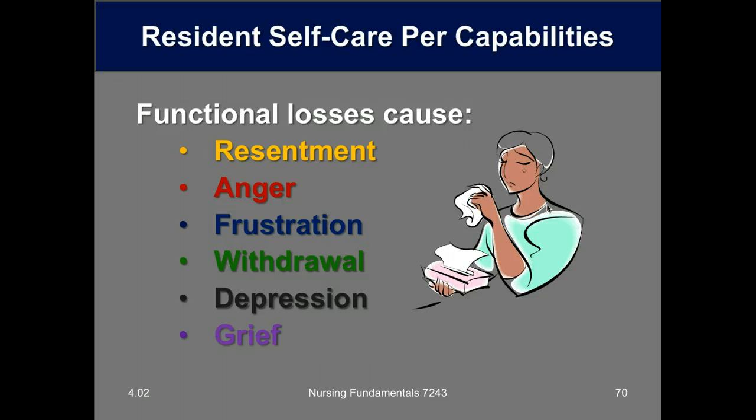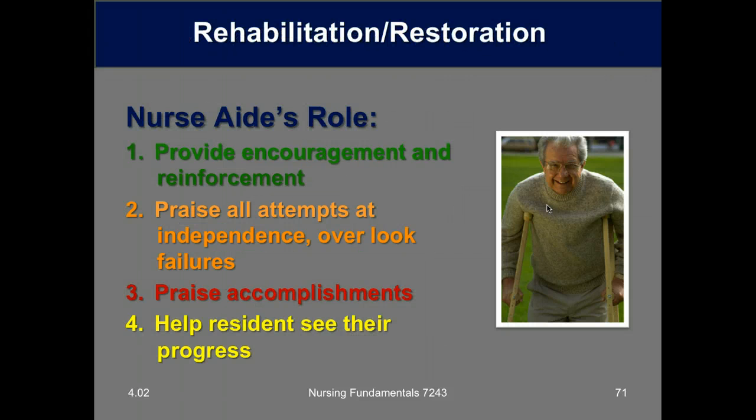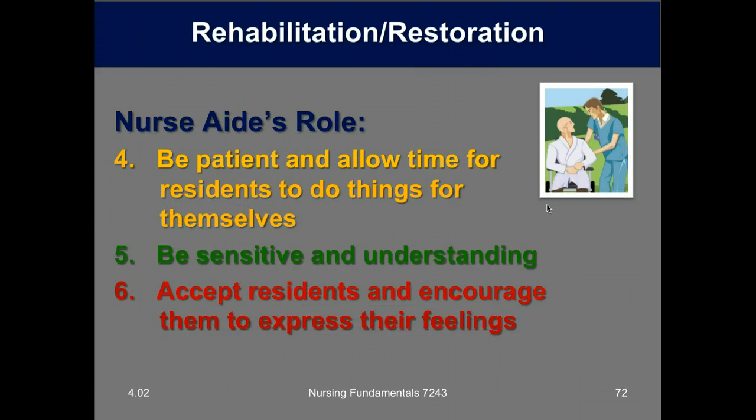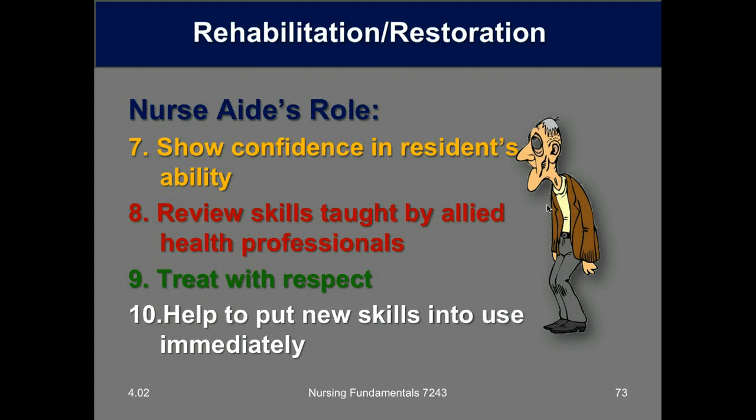Functional losses cause resentment and anger, frustration, withdrawal, depression, and grief in our residents. So your role: provide encouragement and reinforcement, praise all attempts at independence and overlook the failures, praise the accomplishment, help the residents see their progress. Be patient and allow time for them to do things themselves. Be sensitive and understanding, accept residents and encourage them to express their feelings. Show confidence in their ability.